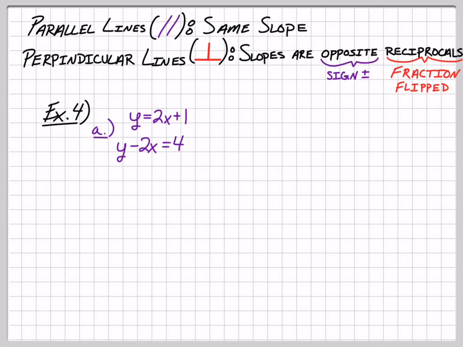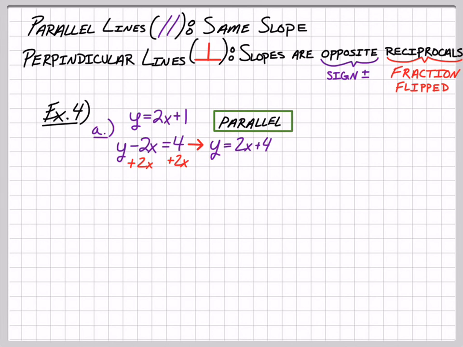And the easiest thing to do here is, we can think about this one pretty clearly. y equals 2x plus 1 because it's solved for y. Let's make one move and solve this for y. Add 2x to both sides, and it's really easy to see that at that point. y equals 2x plus 4, another way to write this. So if we compare, slope here's 2, slope here's 2, these lines are absolutely going to be parallel. That's the relationship between those two lines.